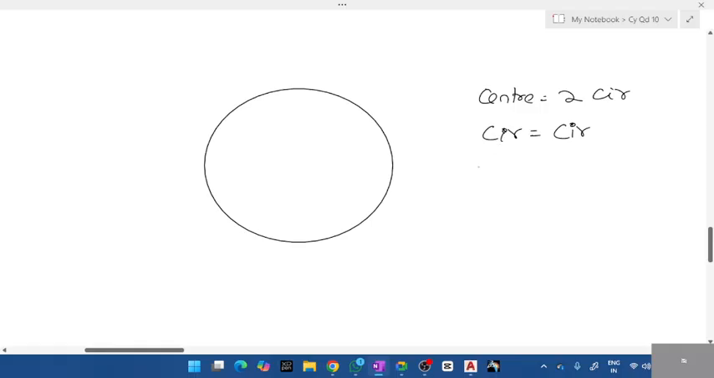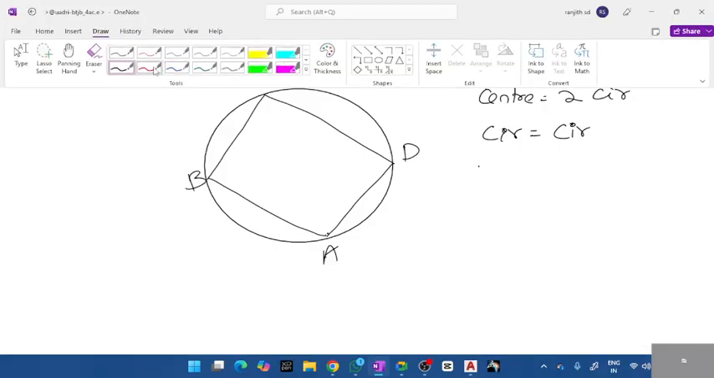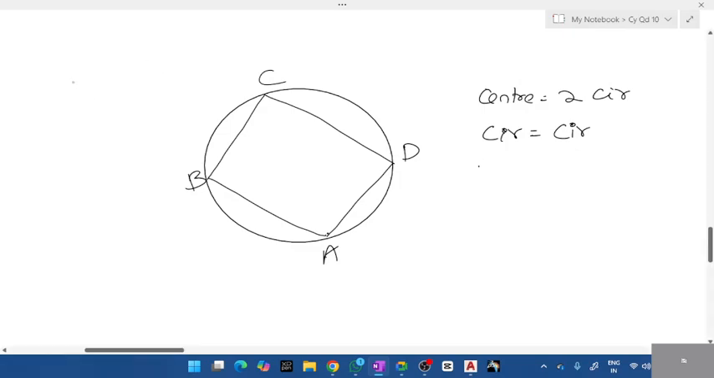Then cyclic quadrilateral. What is a cyclic quadrilateral? If a quadrilateral touches all four sides of a circle, we call it a cyclic quadrilateral. Okay, ABCD is a cyclic quadrilateral. So start solving, follow this order, students. Always check cyclic quadrilateral first. Okay, take down this order, cyclic quadrilateral first.